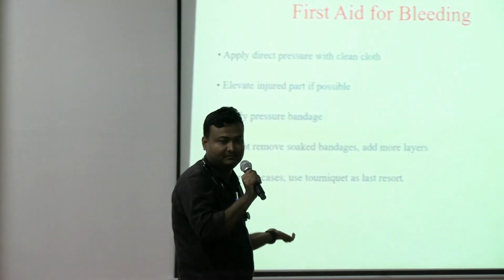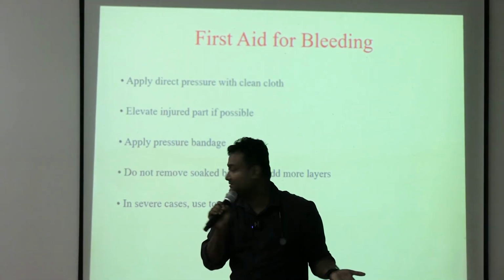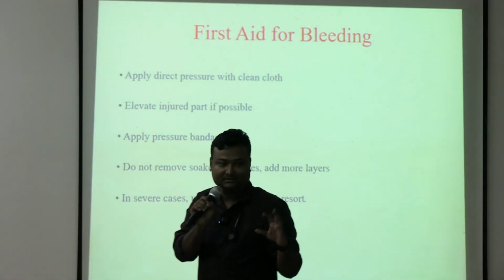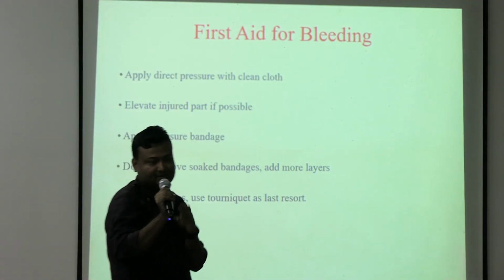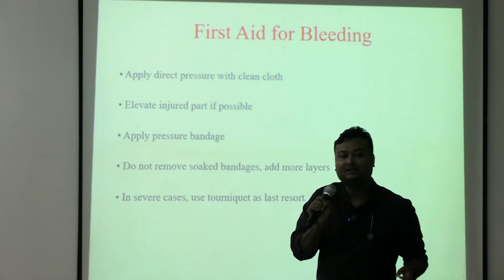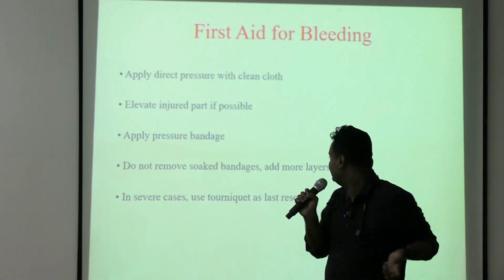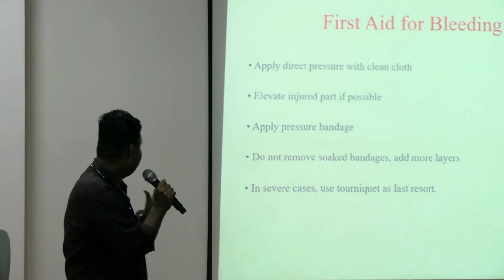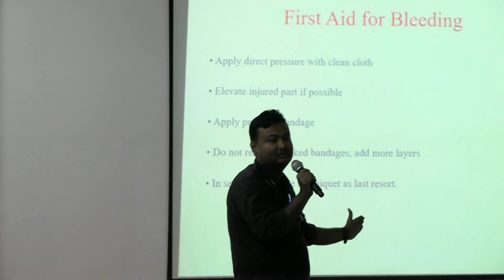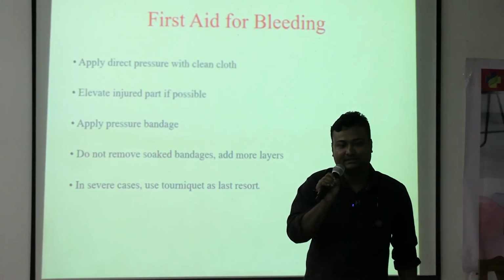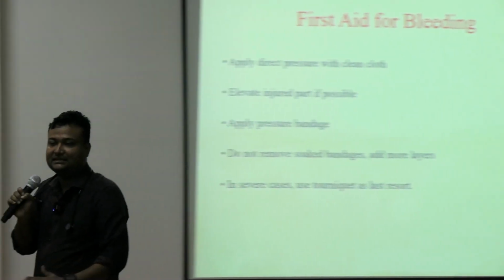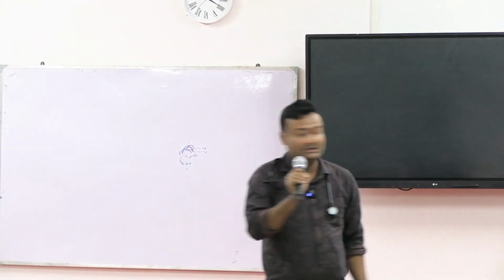Third step, if the bleeding is not stopped, then we can give a pressure bandage, and do not use a soakable bandage. After an immediate injury in a bleeding case, do not use any soakable bandage. It will further soak the blood. And last and foremost, we'll use a tourniquet. It is a last resort. A tourniquet is applied when bleeding is not controlled by giving pressure, elevating the legs, and using a pressure bandage. Okay, it is the last step.